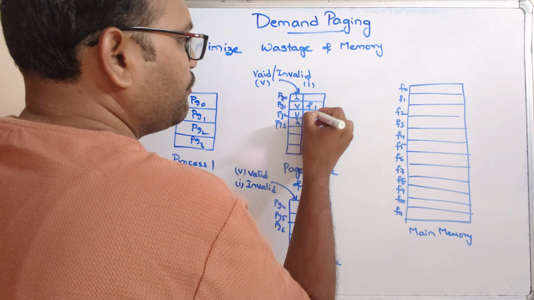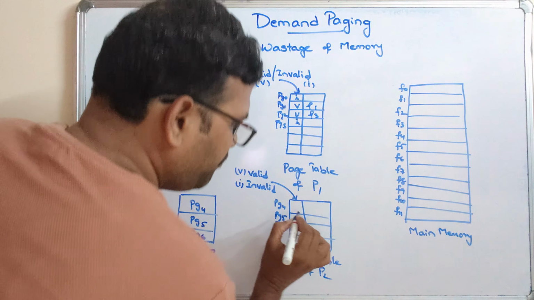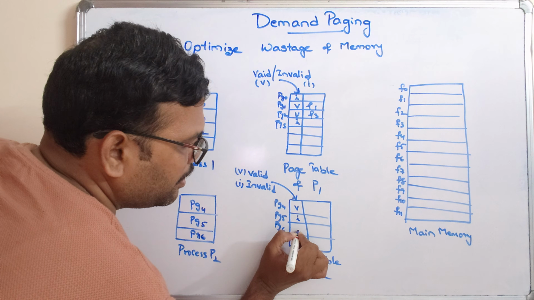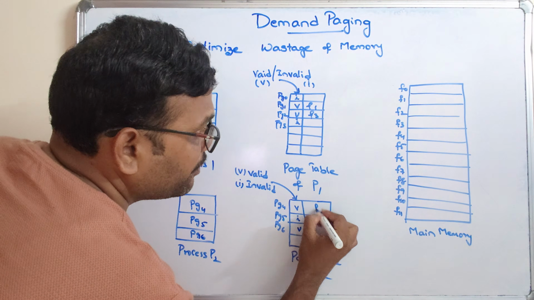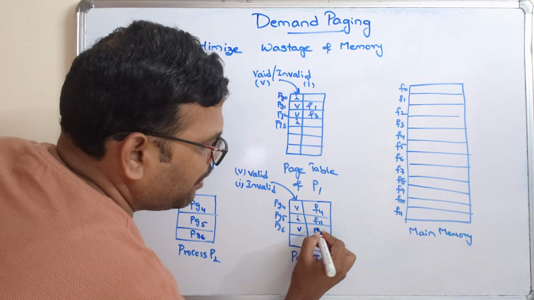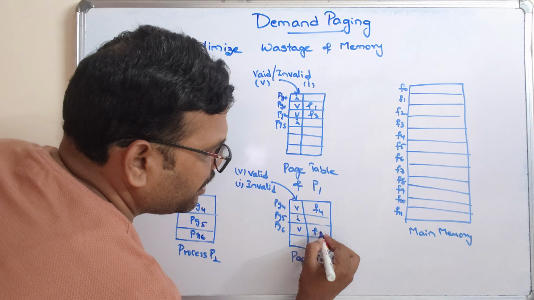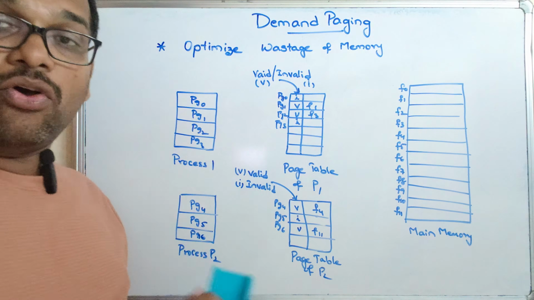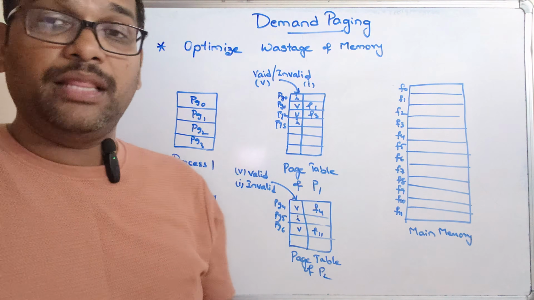For example, this is at F1, F3, and here it is valid, invalid, valid. Okay, let it be at F4, F11, sorry, invalid, no, so F11. So that implies valid means the page is already available in the main memory.